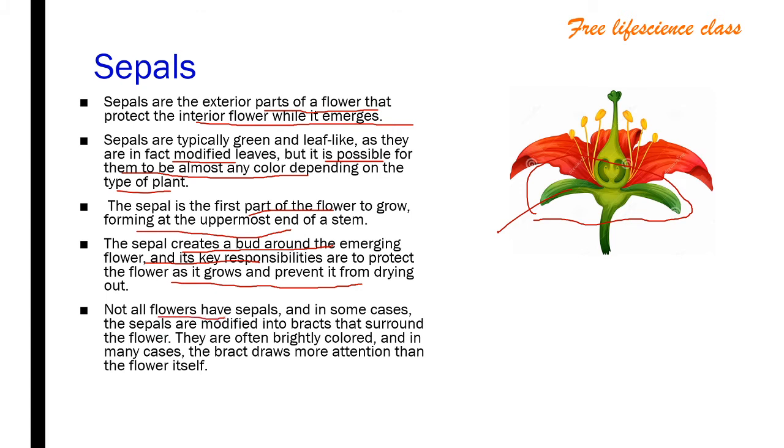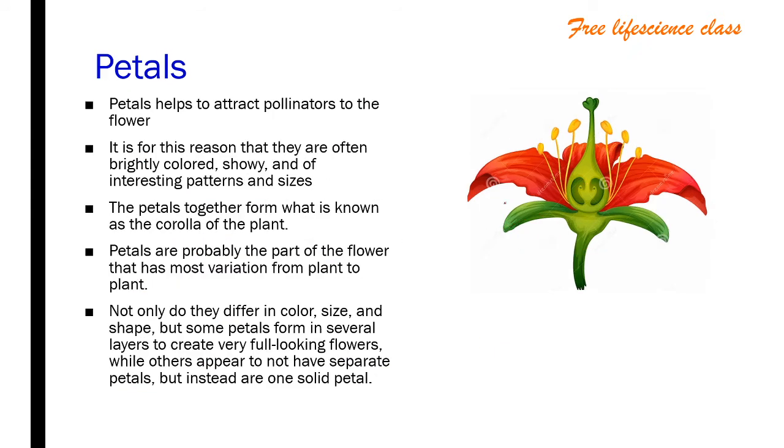Not all flowers have sepals, and in some cases sepals are modified into bracts. Bracts are leaves that surround the flower. They are often brightly colored, and in many cases the bract draws more attention than the flower itself because they are colored. Okay. Next about the petals.